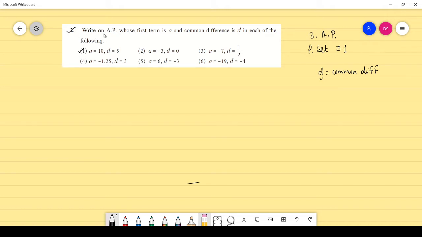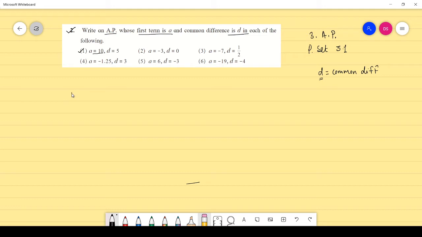What does the question say? Write an AP. We need to write the first term, second term, third term, fourth term, and so on. The first term A is given, and the common difference D is given. Now, how to write down the AP?